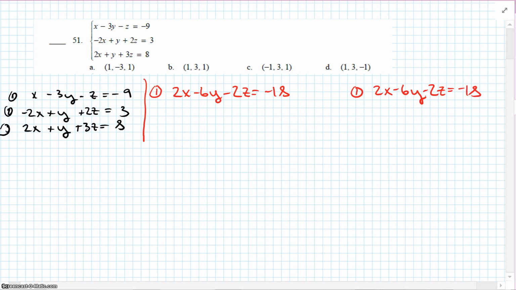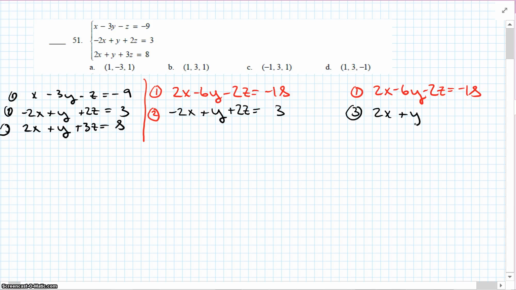Now I'm going to put equation 2 right below it. Negative 2x plus y plus 2z equals 3. Okay, and I'm going to put equation 3 right below this one. 2x plus y plus 3z equals 8.